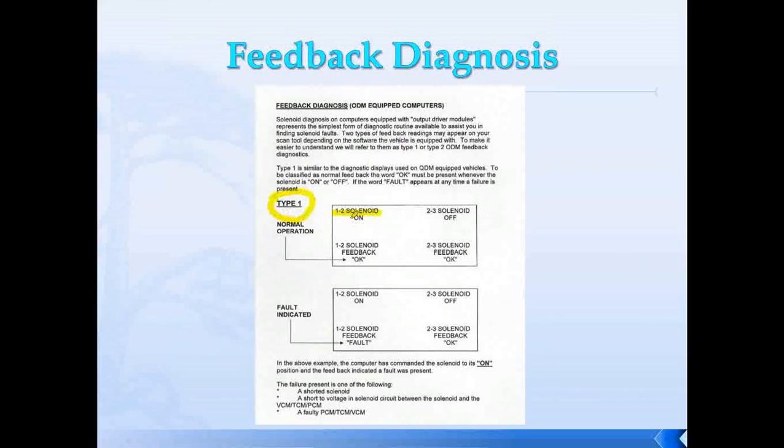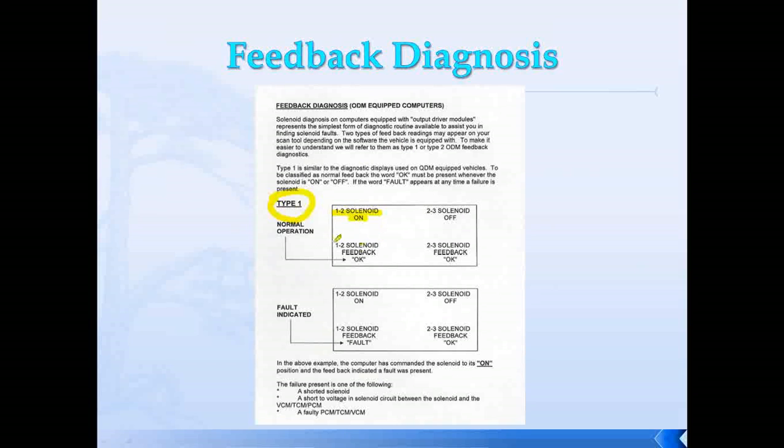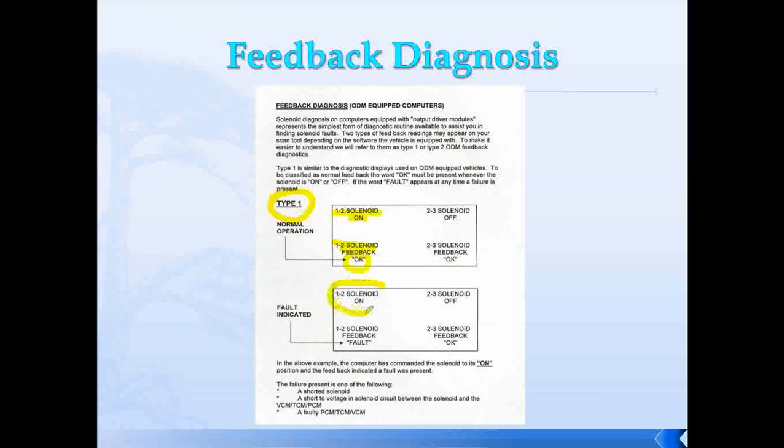So right now, as you can see, we've got the solenoid for the 1-2 commanded on. The feedback line is saying OK. That's good. As long as they say OK, we're happy campers. In the bottom picture, I've got the same solenoid command. The solenoid's commanded on, but in this instance, it's saying I have a fault.